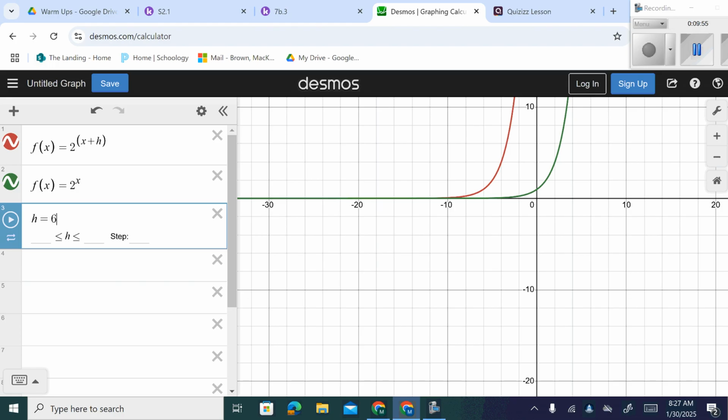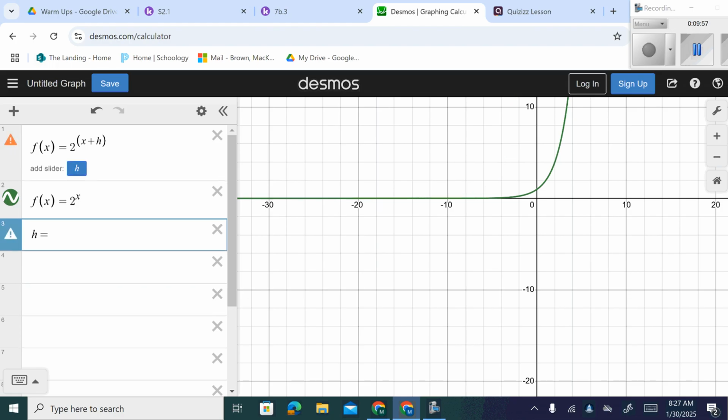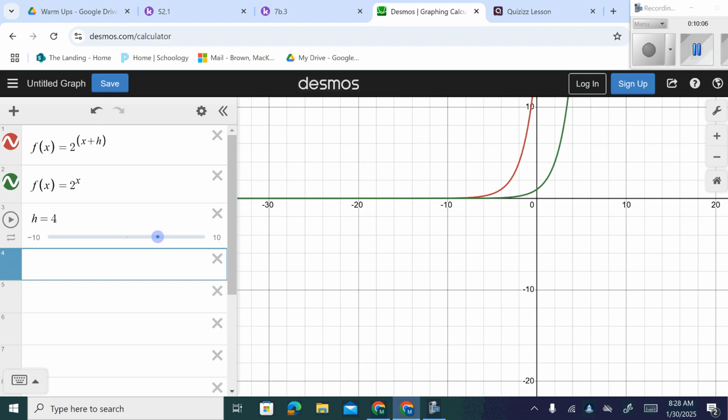Okay. Somebody give me a number. Any number. 4. Kelvin says 4. If I put plus 4, which way is that going to move it? Yeah, no, negative. Oh, that went left. So plus, you have to do the what? Opposite.